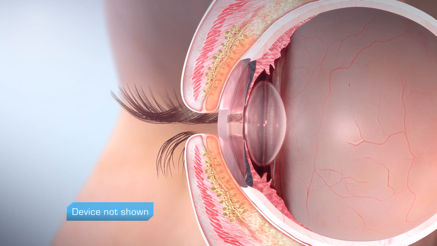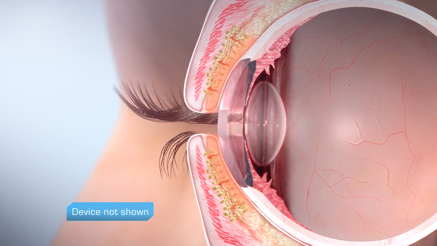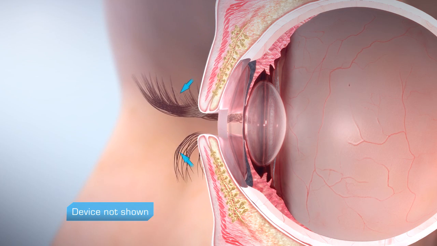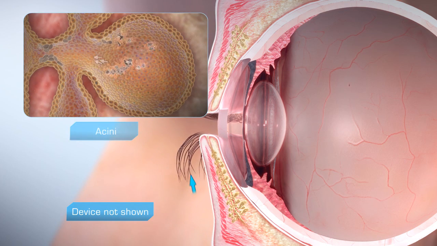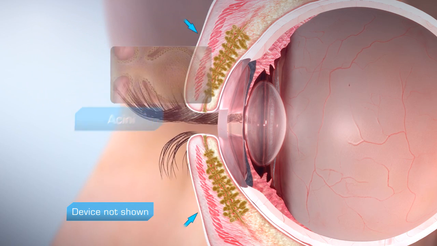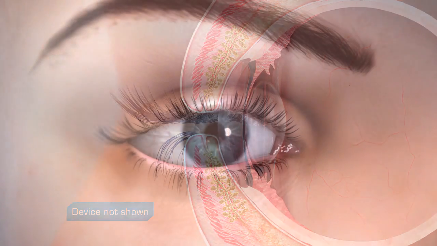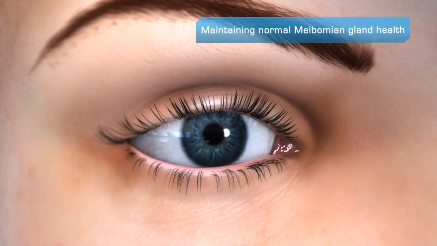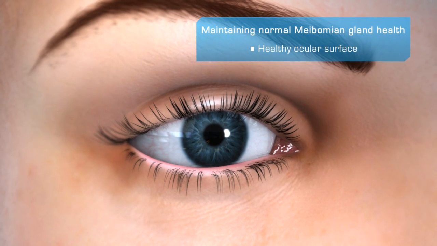Gentle pressure is applied from outside the lid from the base of the gland to the gland opening, removing blockage and flushing dead cells from the gland. During this process, stagnant gland tissue may be removed from the glands. Maintaining normal meibomian gland health and function is critical to the long-term maintenance of ocular surface health and good vision.